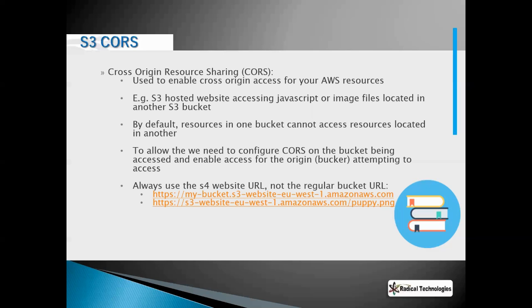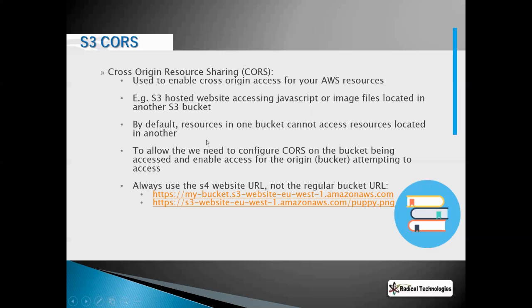CORS is used to enable cross origin access of your AWS resources. For example, an S3 hosted website accessing JavaScript or image files located in another S3 bucket. It can be JavaScript, an image, a text file, a video, anything. Some other team has to update the file, and it's their responsibility to push it. The bottleneck won't be on you, and if they upload the file to their S3 bucket, it should be immediately reflected in your website. So we just enable the shared access.